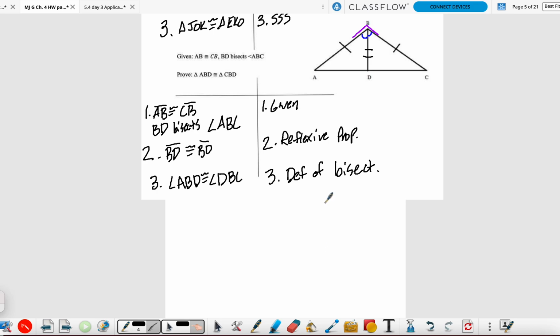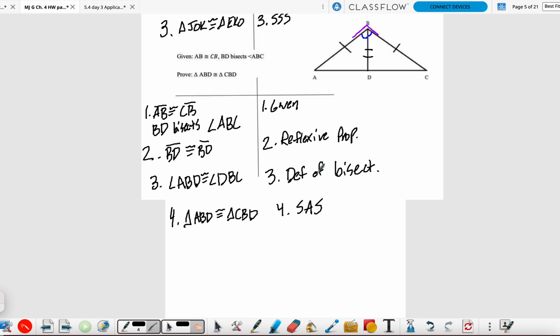And now looking at the picture, if I'm looking at the left triangle and the right triangle, I recognize I can say that they're congruent because I have two sides and the angle between them, that's side angle side. So I will copy this directly. Triangle ABD is congruent to triangle CBD because of side angle side.